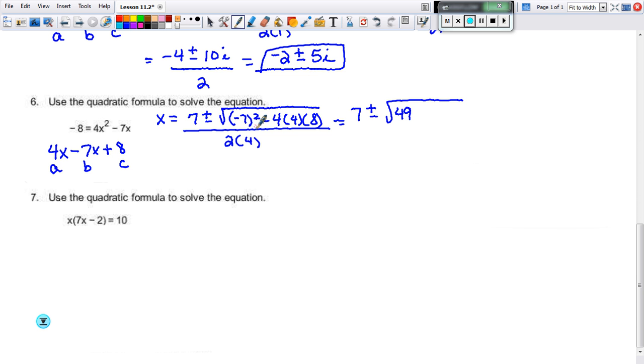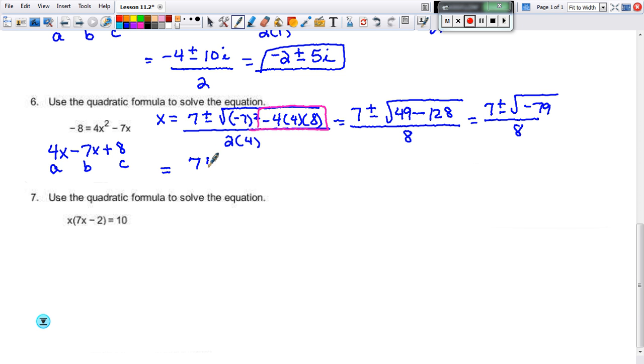Everything after that gets multiplied together. So you just have one negative, so that's going to stay a negative. And then 4 times 4 times 8 is 128. All over 8. So you get 7 plus or minus the square root of negative 79 over 8.